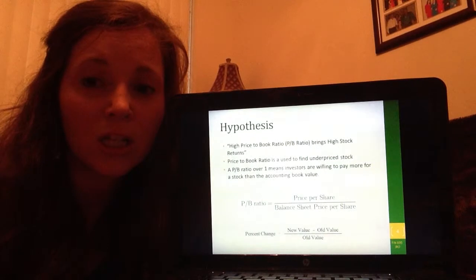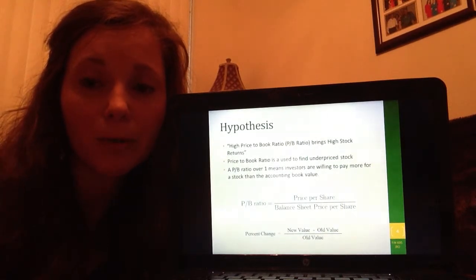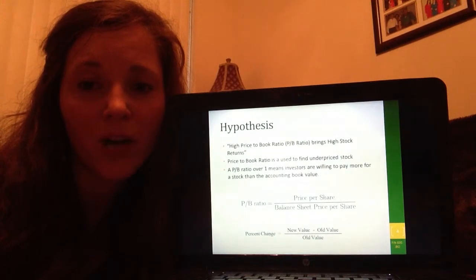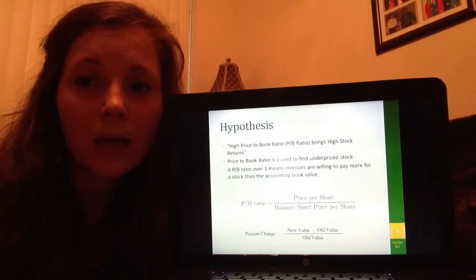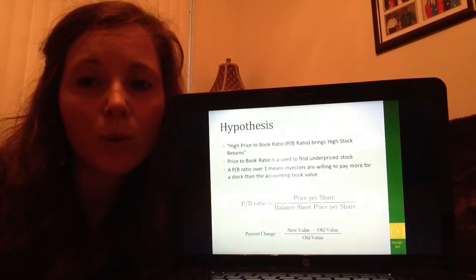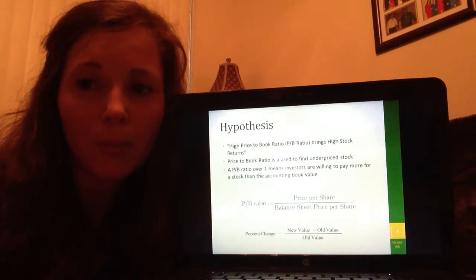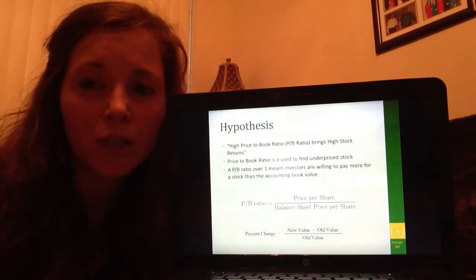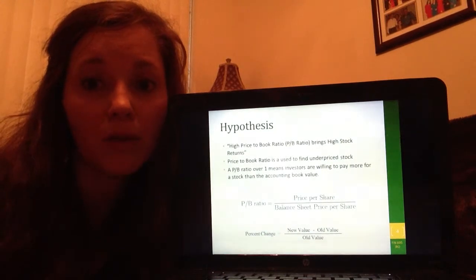And then, of course, for percentage change, I use the basic percentage change formula, which is new value minus old value divided by old value. I thought about this ratio because, to me, if someone is willing to pay more for something than it's worth on paper, that would maybe make money, because obviously they see some type of value if they're willing to pay more for a price per share than it actually is worth in book value.